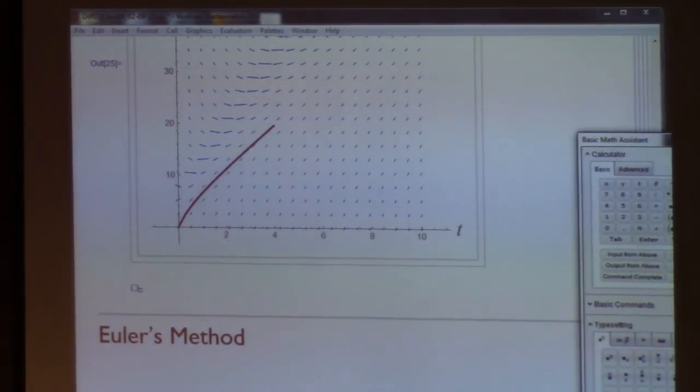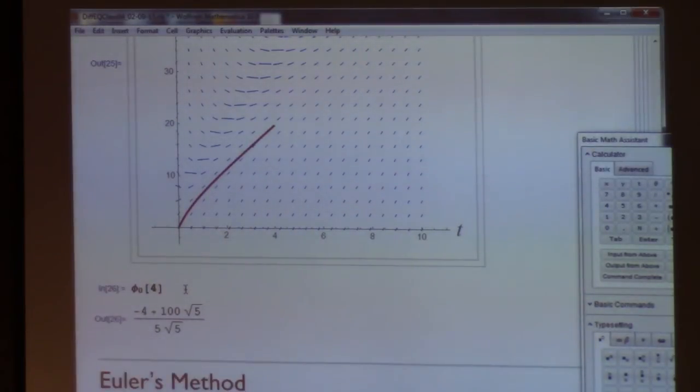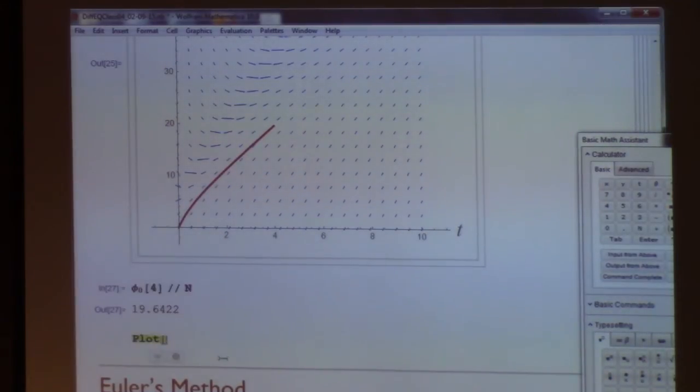What's the value of the solution with the initial condition q(0) = 0 at time 4? There's the exact form. That's approximately 19.64 grams. You can also figure out the concentration, not just the amount of salt.